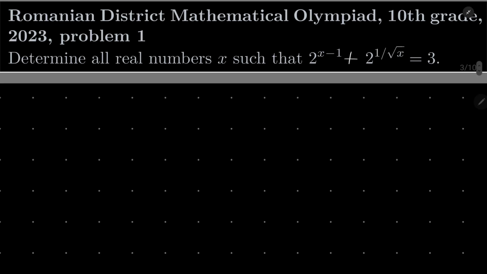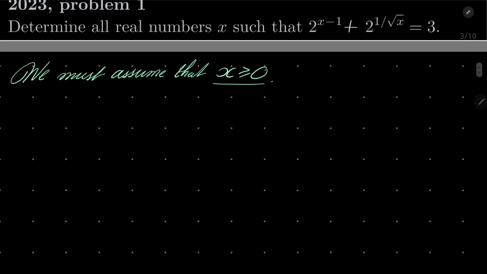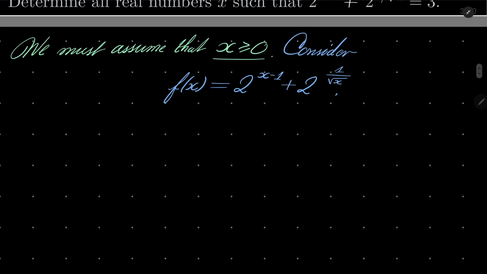Okay, so first of all, we need to assume that x is non-negative because we are dealing with the square root of x. So maybe let's write it. We must assume that x is non-negative. And now consider f of x equals 2 to the power x minus 1 plus 2 to the power 1 over square root of x, for non-negative numbers, of course. It's differentiable, and we see the following.